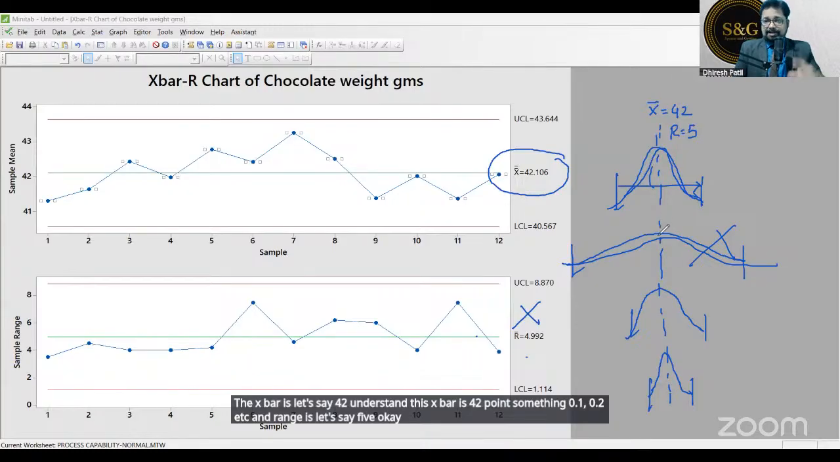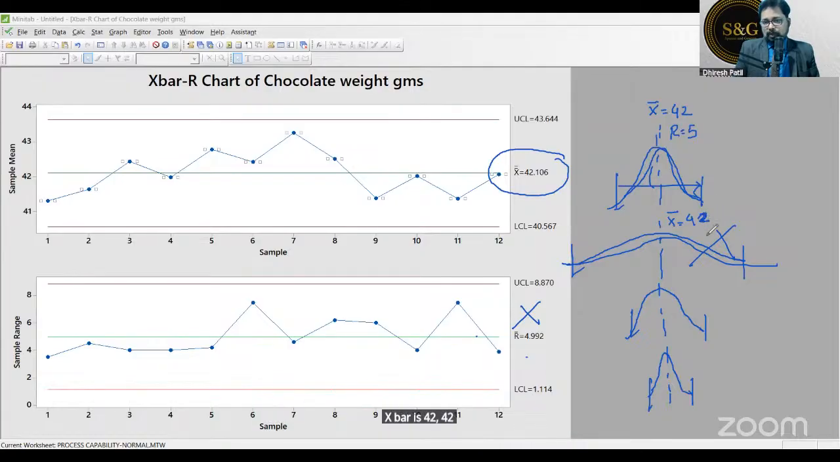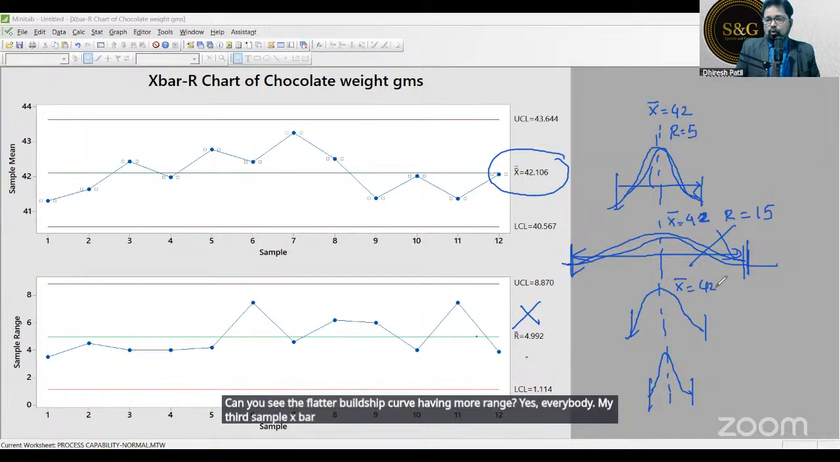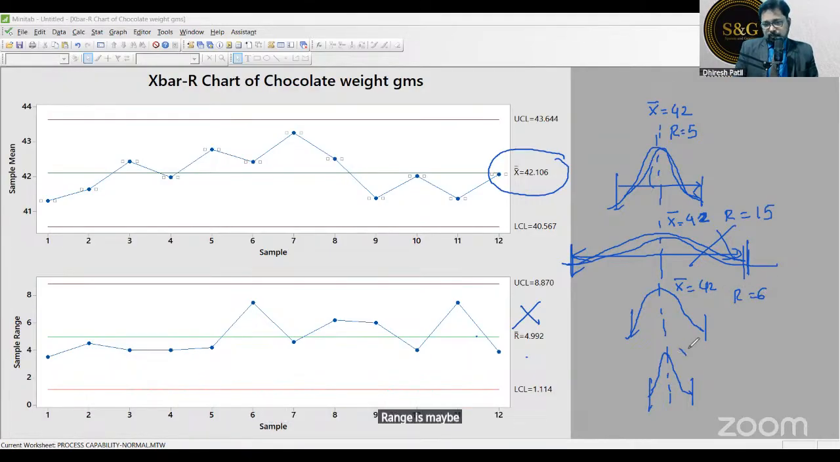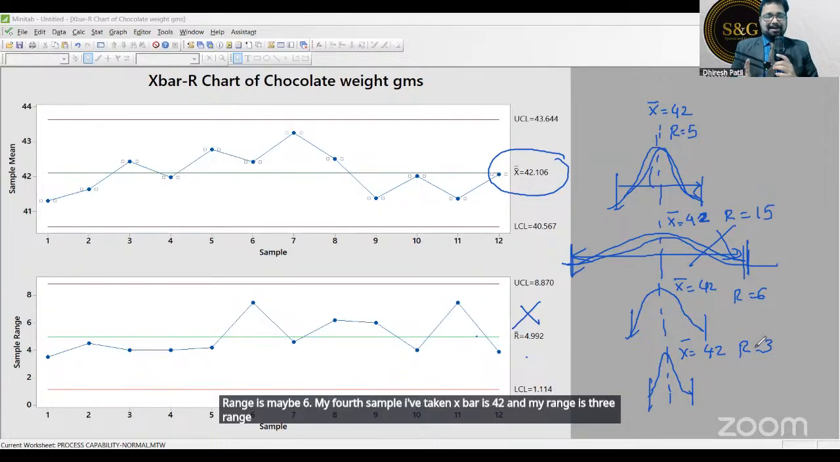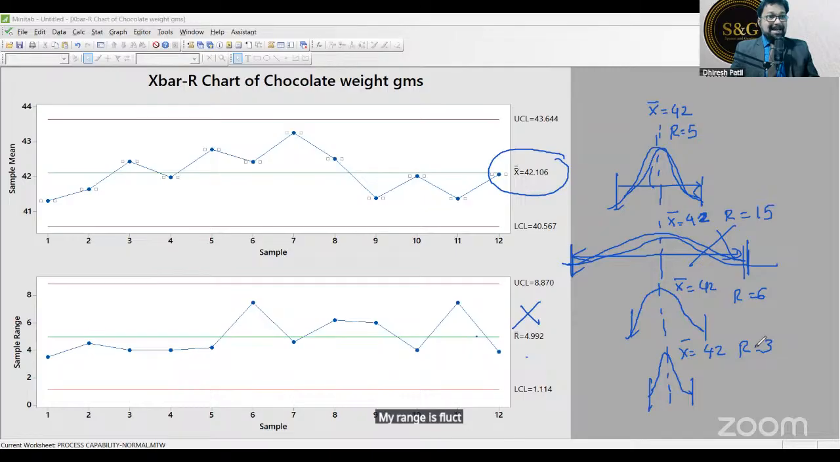Second sample I've taken. X bar is 42 only, and the range is 15. Can you see the flatter bell-shaped curve having more range? Yes, everybody? My third sample, X bar is 42 only, 42 or 42.1, 42.2. Range is maybe 6. My fourth sample I've taken, X bar is 42 and my range is 3. Now, can you see this? My range is fluctuating.